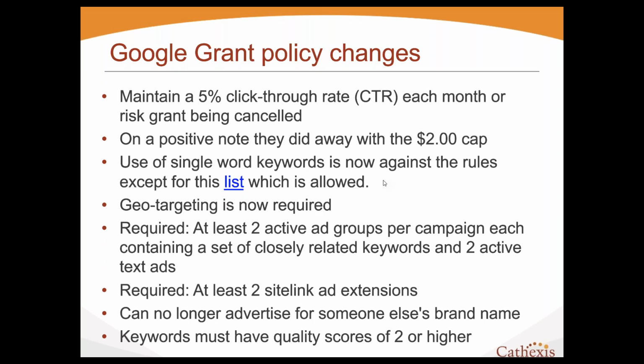So when they took away the ability to target single word keywords, while it made it more challenging to manage Google grant, it actually made it such that you're targeting an even more effective audience. Now, geo-targeting is required. We talked about that earlier: an organization that is just advertising to the Metro Denver area, for example, is expected to not have all of their keywords be national or international in scope. They also require that you have at least 2 active ad groups per campaign, and that each of those have 2 active text ads.